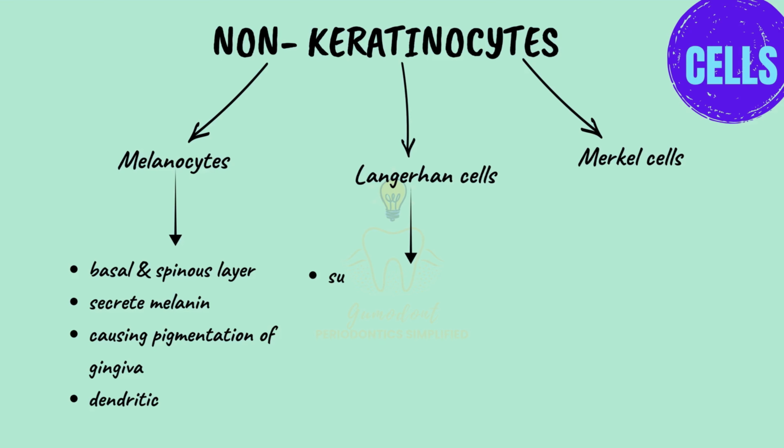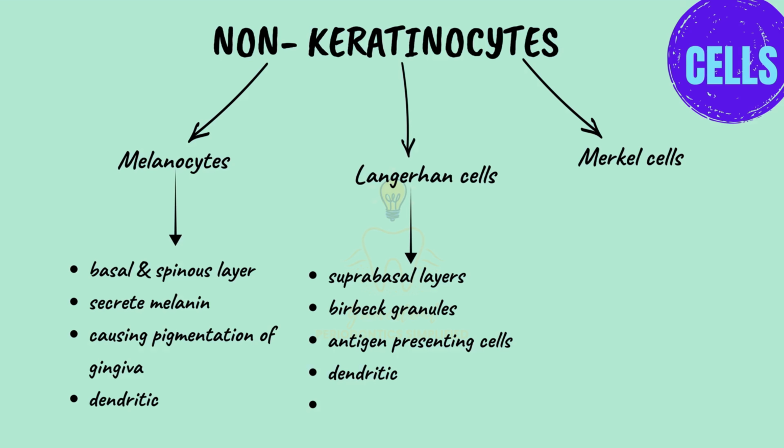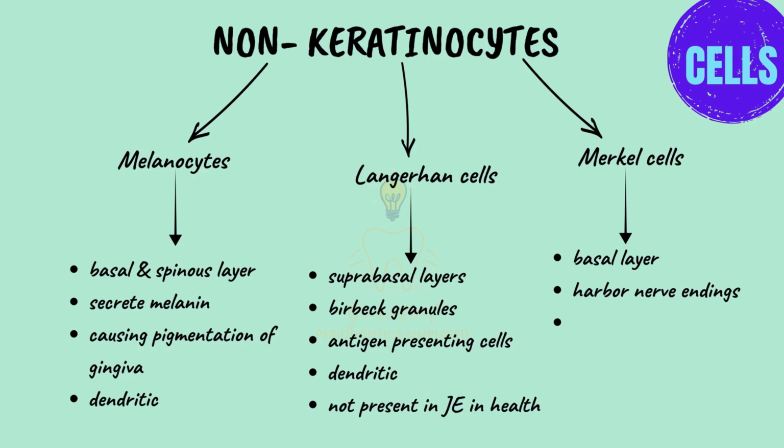Langerhans cells contain Birbeck granules and are mainly located in upper layers like the granulosum. They are phagocytes and present antigens to the lymphocytes. They are found in lesser number in sulcular epithelium and might not be present in the junctional epithelium of healthy gingiva. Merkel cells are located in the deeper or basal layer. They have specialized neural receptors and are non-dendritic.